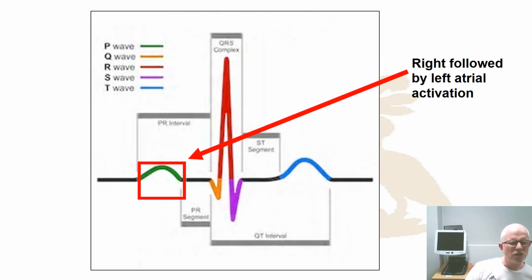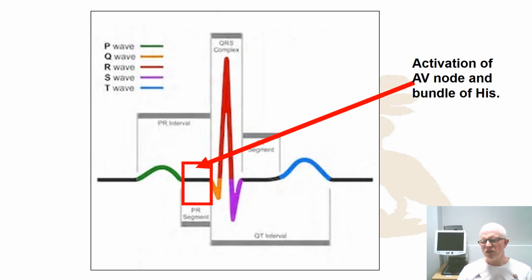So now we go into our P wave, and now you can see there's quite a rise, and it's referring to the fact that there is atrial activation. You've got to remember that the left and right atria are being innervated simultaneously, so it's not a case of we do right and left, we do right and left. So we've got innervation across the heart, so you've got right followed by left atrial activation. So that's what your P wave refers to.